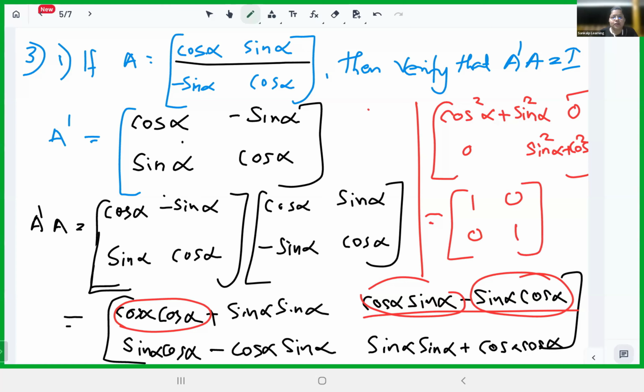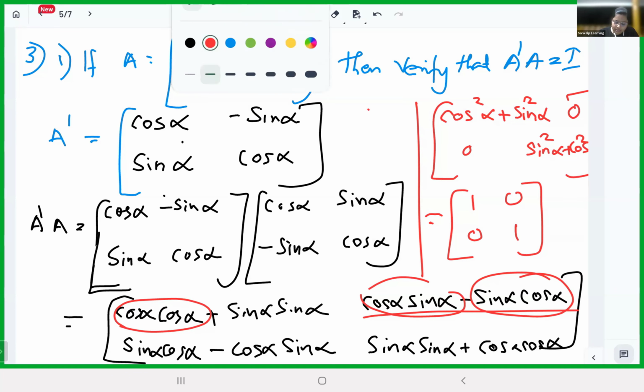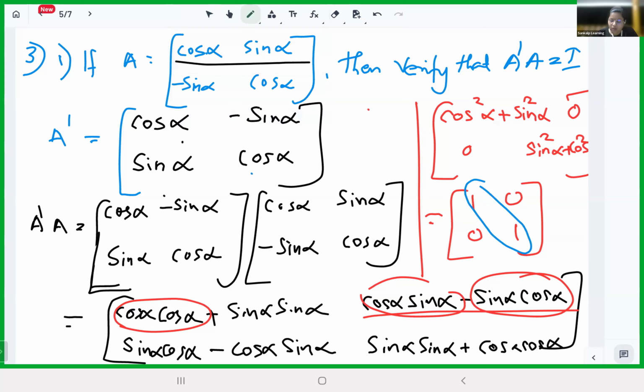Okay. Now, what is the peculiarity of the matrix that we have now obtained? The resultant matrix is nothing but our identity matrix, isn't it? Here you can see that all the diagonal elements are 1 and the non-diagonal elements are 0. So what is the peculiarity of such type of matrix? It is nothing but our identity matrix. So this is equal to I. Okay. So A transpose multiplied with A gives the identity matrix. So we have verified that result.